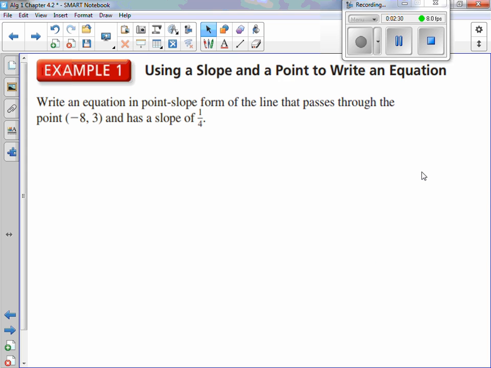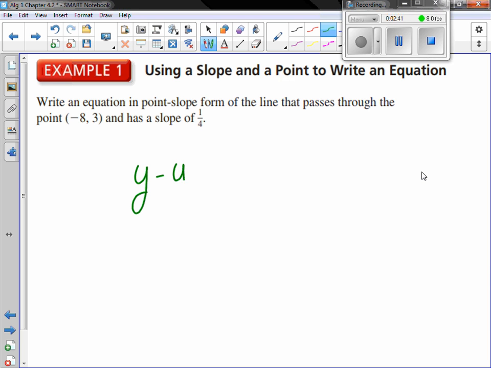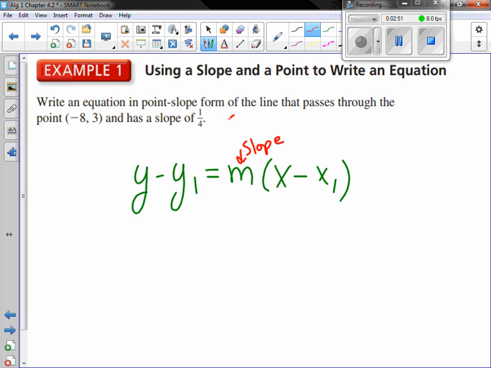So the first few that we're going to do, we're going to write the equation in point-slope form. So we have y minus y1 equals m times x minus x1. m is our slope. x1, y1 is our point.